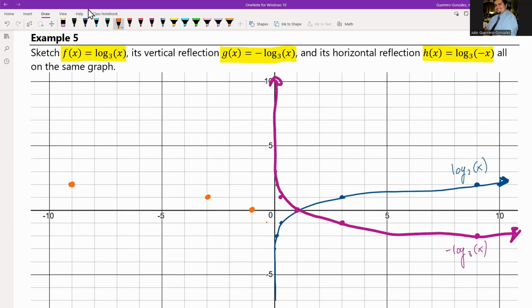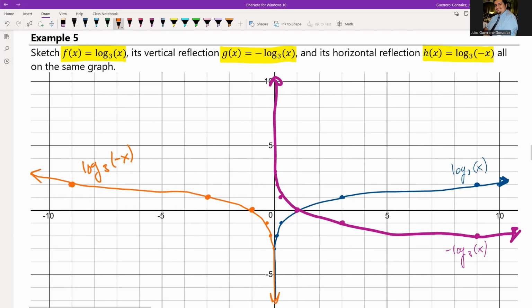And then it tapers off like it did before. Here we are. Got it? Log base 3 of negative x. So notice, remember what happened with exponentials, when the negative was inside? That was the trigger for the horizontal reflection. Got it?